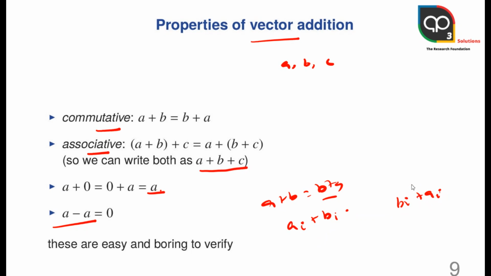So for any two numbers, we have Ai plus Bi, which is equal to Bi plus Ai. So the ith entries of vector A plus B and B plus A are the same. So this is true for all the entries. So by the definition of vector equality, we have A plus B, which is equal to B plus A.